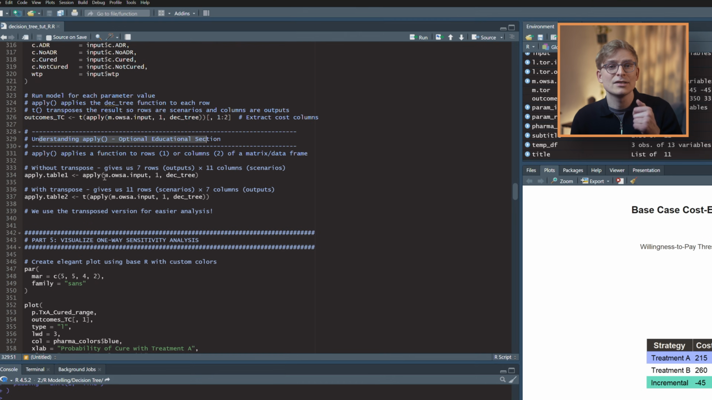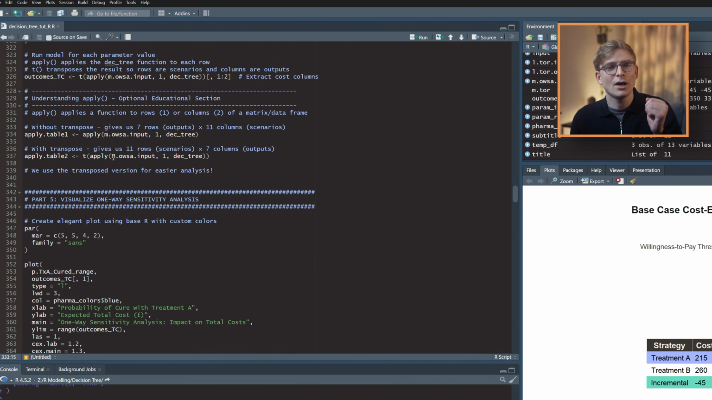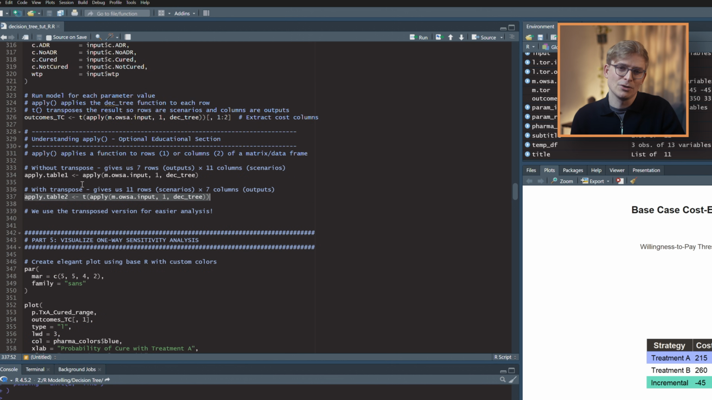The apply function is incredibly powerful. It applies our model function to each row of the input matrix. We transpose the results to get scenarios in rows and outputs in columns, which makes it easier to work with later. Now let's visualize these results.